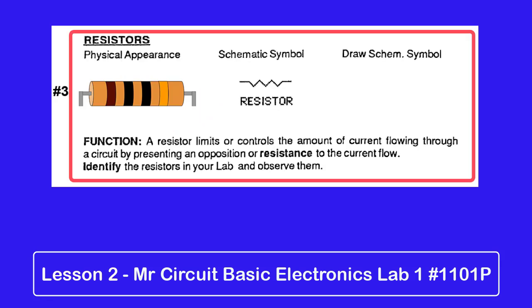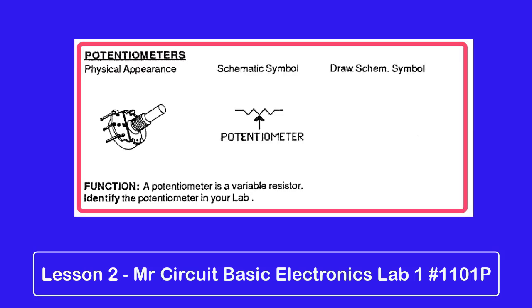The next one on the right-hand column is resistors. You'll notice that we have a resistor drawn with color bands on it, and then to the right of that is the resistor schematic symbol. I'd like you to draw that schematic symbol. The function: a resistor limits and controls the amount of current flowing through a circuit by presenting an opposition or resistance to the current flow. Identify the resistors in your lab and observe them.